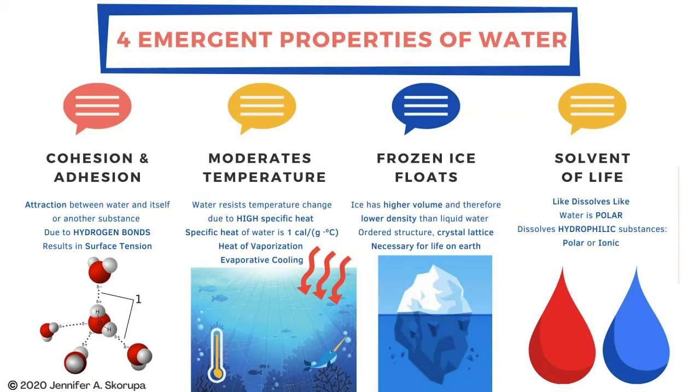And 4. Water is the solvent of life. It is highly soluble due to its polarity. Like dissolves like, so water will dissolve hydrophilic substances, substances with polar or ionic regions. Water will not dissolve hydrophobic substances. The chemical characteristic of water that lends to these 4 emergent properties is the polarity of water, which is a result of the polar covalent bonds and leads to special bonds called hydrogen bonds.